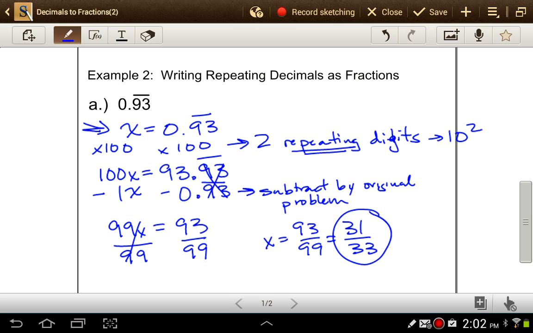Okay, so that's our first example of repeating decimals to fractions. I'm going to do another one to show you. Okay, so I'm going to move to the next page. If you need to pause, go ahead and pause.